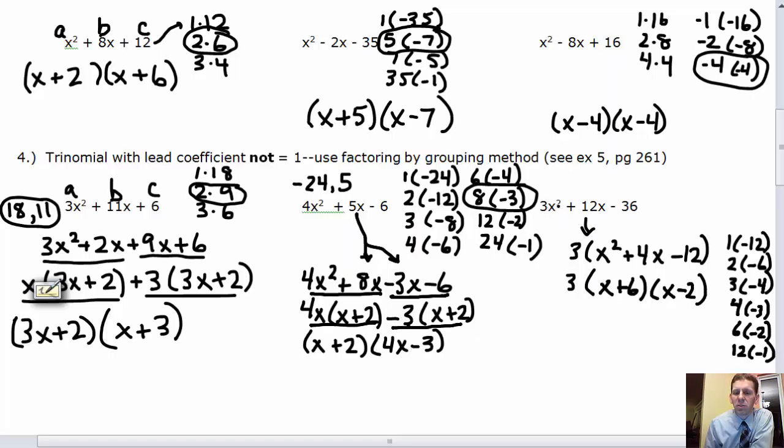In the last problem, it looks like you're going to have to multiply 3 times negative 36 to get something like negative 108, and then two numbers that add together to get 12. What a mess. But if you remember, the first rule of factoring is to always take out common factors. When you take out a 3, you're going to be left with x squared plus 4x minus 12, and this is a lot easier to factor, because the two numbers you can multiply to get negative 12 and add to get 4 are positive 6 and negative 2. And then you can just write this problem as 3 parentheses x plus 6 parentheses x minus 2.